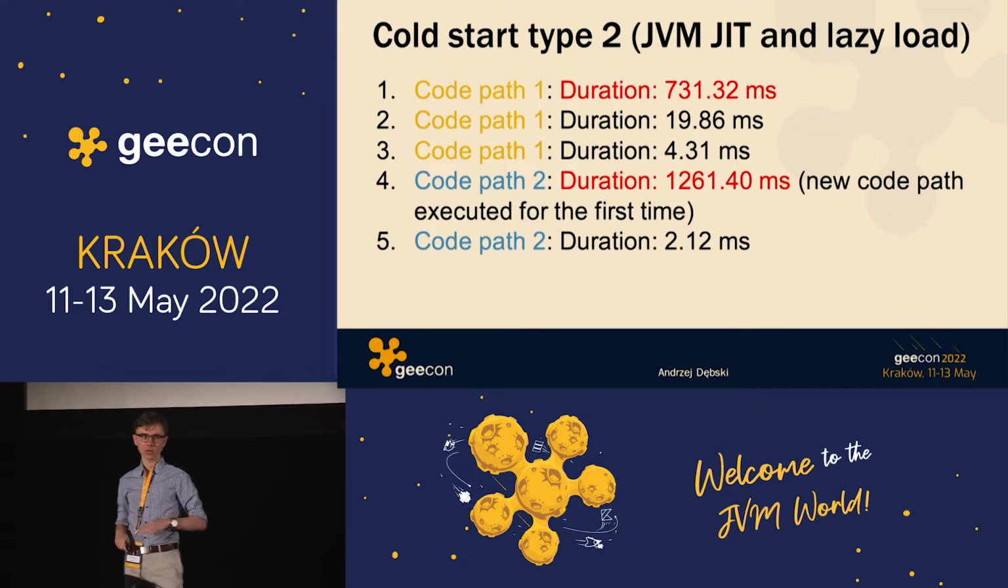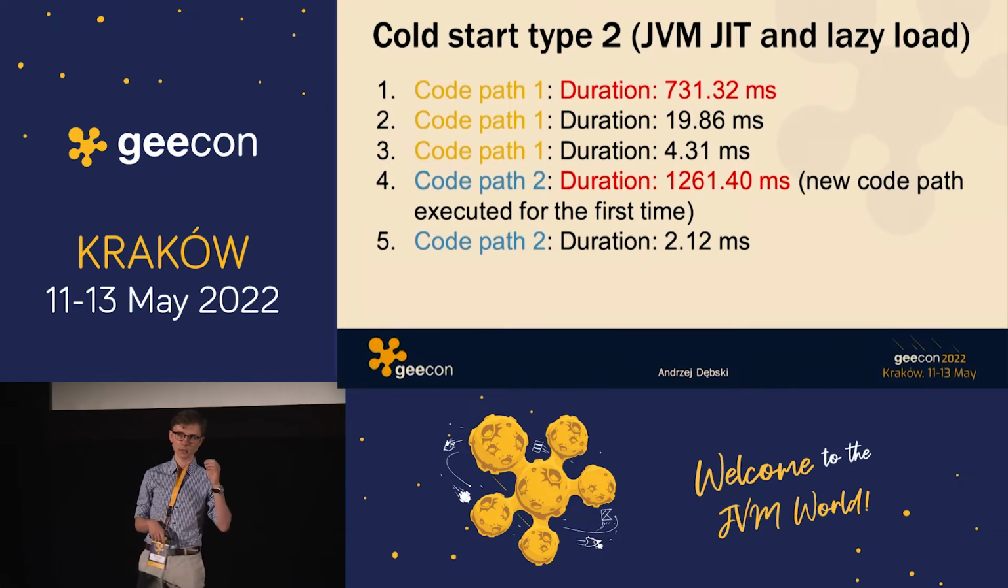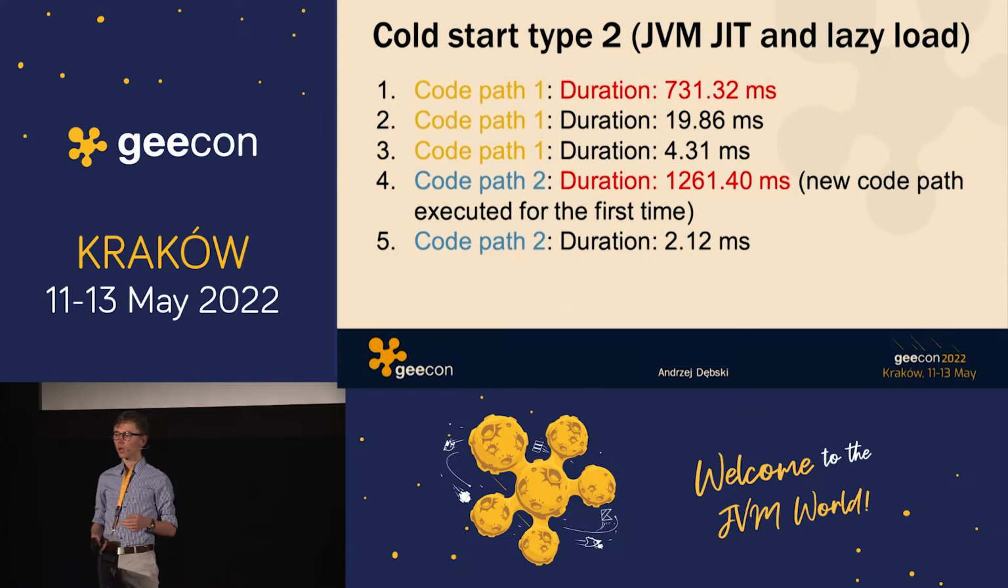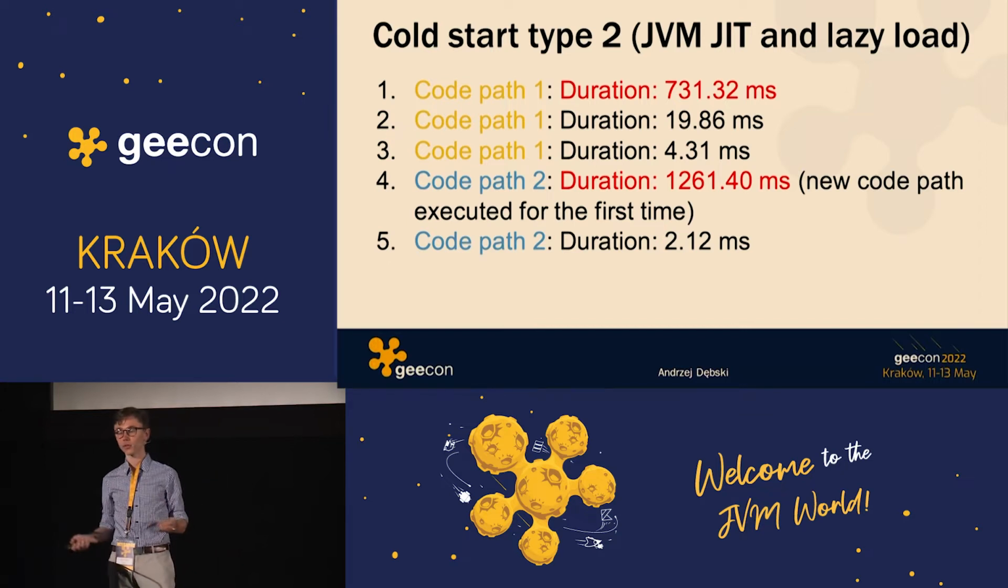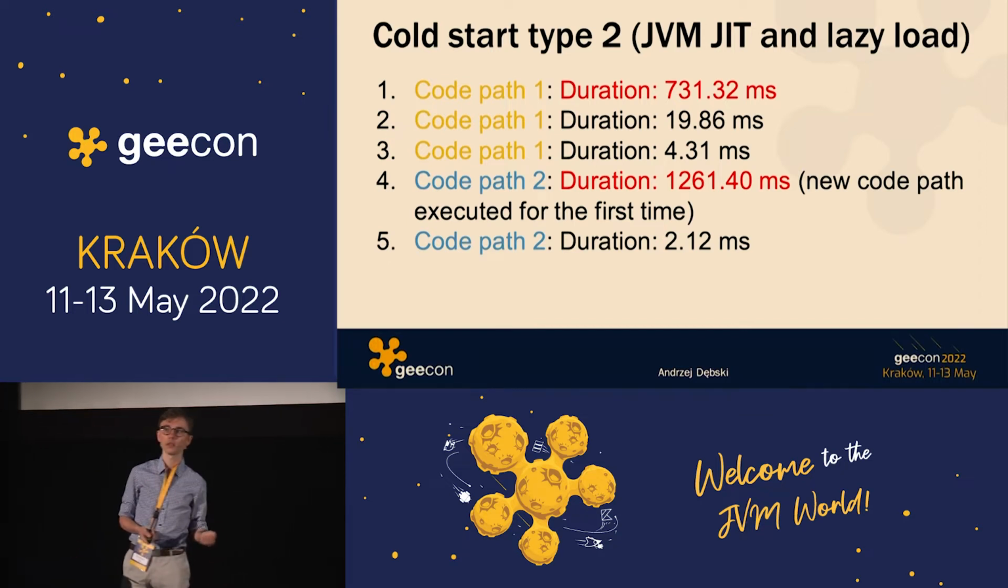Here, I'm going to ignore the init duration and the type 1 cold start, just to focus on the impact of the JVM on the function performance. So we see 3 requests to code path 1. The first duration is over 700 milliseconds. That's quite long, depending on who you ask, but subsequent requests are faster.